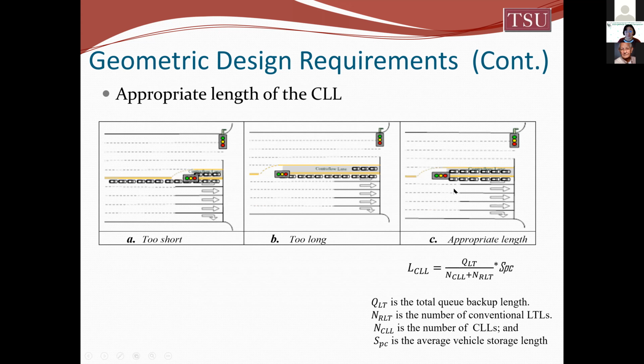So what will be the appropriate length? As I understand, the appropriate length should be such that the queue is evenly distributed on the regular left-hand lane and the contraflow left-hand lane. The resulting queue length will be the good point for you to put the pre-signal lights. This will be the good length for the contraflow lane. In this way, you will have balanced the queue length on both lanes, so you will have this contraflow lane fully utilized. Okay, so this is the basic design requirement associated with this new design.